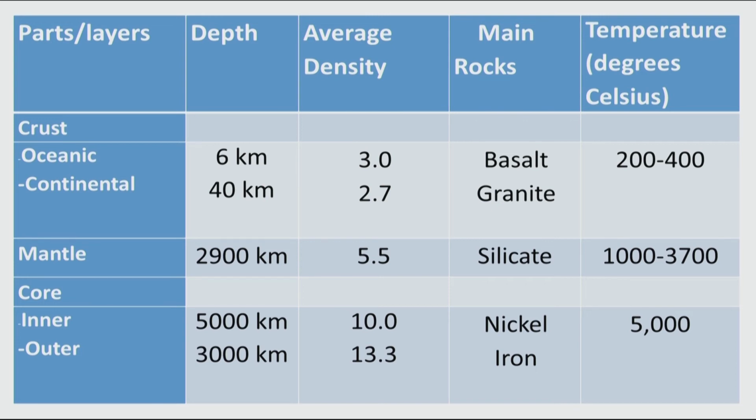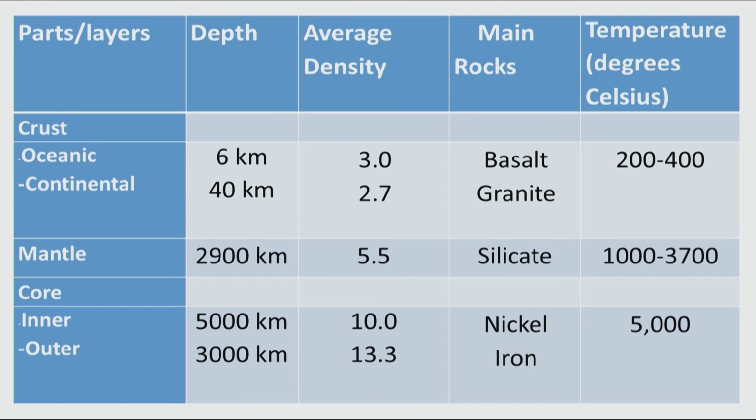So with the crust, remember we said there are two types of crust, the oceanic and the continental. So the depth of the oceanic is only 6 kilometers, while the continental crust is 40 kilometers. But when we look at the average density, the oceanic is 3 grams per centimeter cubed, and the continental crust is 2.7 grams per centimeter cubed. The oceanic crust is made up of basalt rocks, whereas the continental crust is made up of granite.